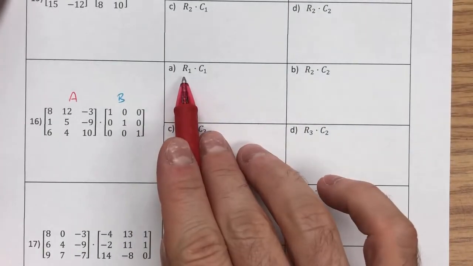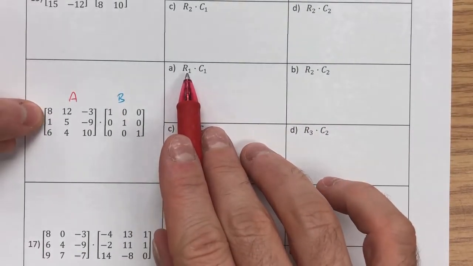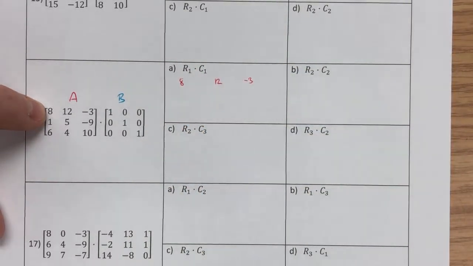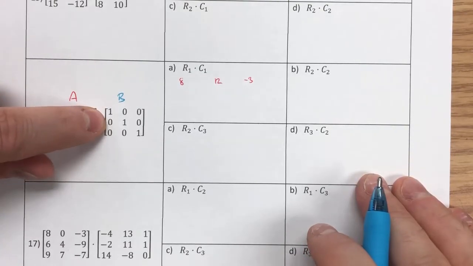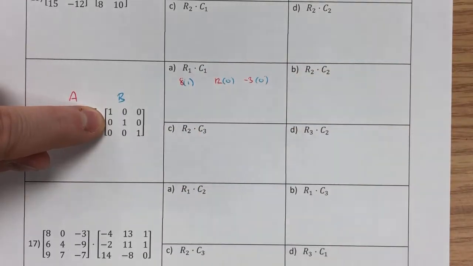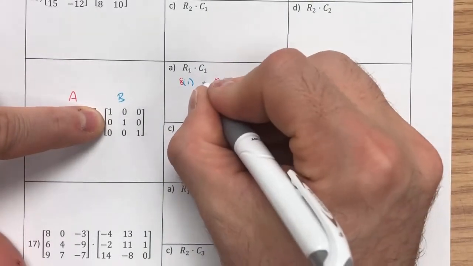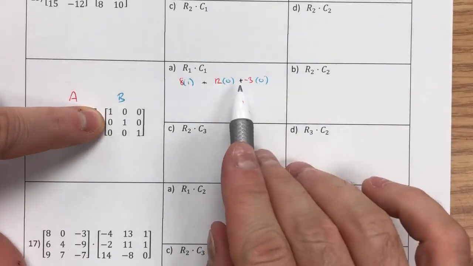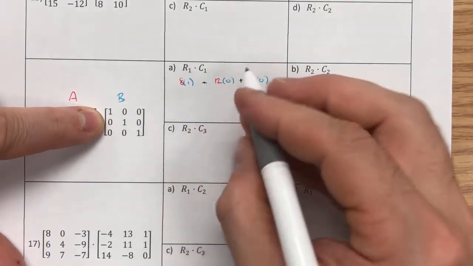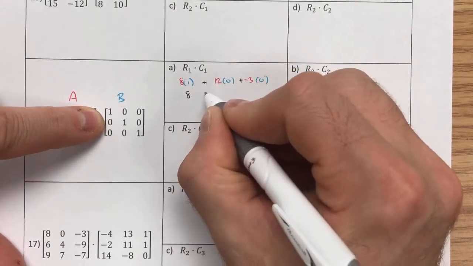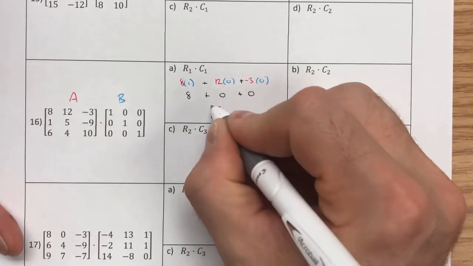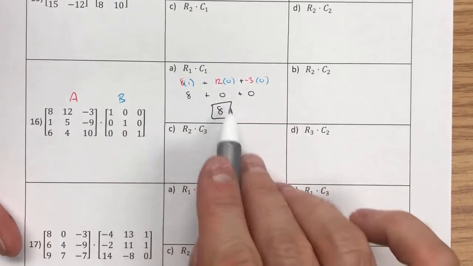So for part A, what I'm going to do is take each element of row 1, 8, 12, and negative 3, and I'm going to multiply it times each element of column 1. So times 1, times 0, times 0. And when I'm done with that, I'm going to add them all together. You'll notice that adding a negative is basically just going to be subtracting here. So 8 times 1 is going to be 8 plus 0 plus 0, which means the dot product of row 1 and column 1 is 8.